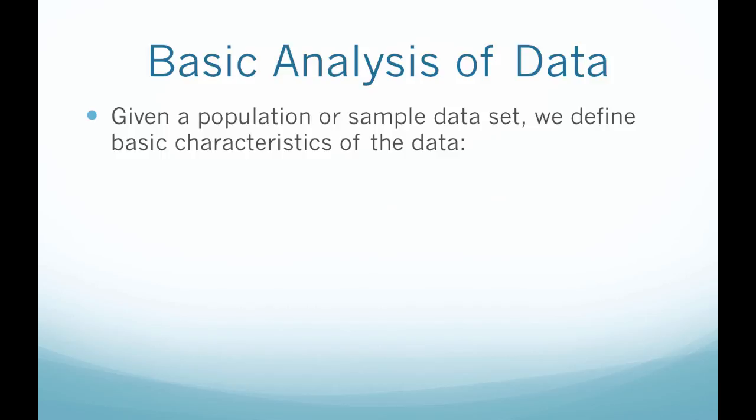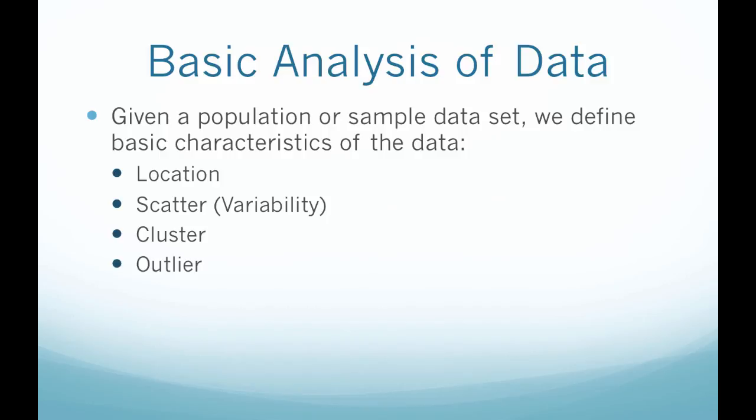Data is usually analyzed and described using some basic characteristics. These might include the location, which is the middle point within a range of data values, the scatter or variability, which is a measure of the extent to which data points deviate from the location, or the cluster, a group of data points that are located close to one another. Then there is the outlier, which is a data point that is significantly farther from the location than most of the other data points are located.